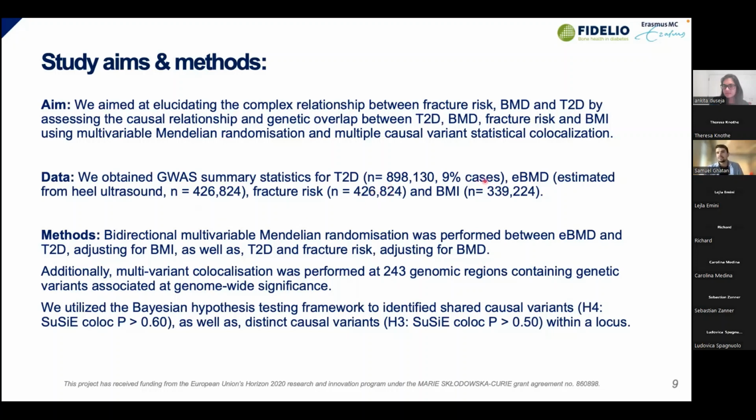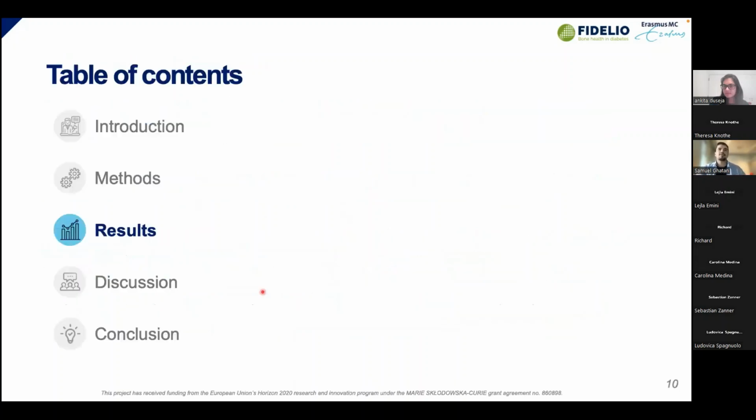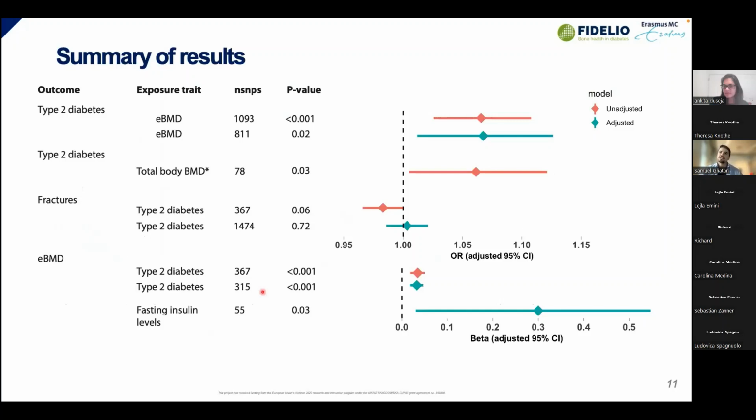We also have fracture risk and BMI, and we performed multivariable Mendelian randomization, and we also did statistical colocalization, which again, I can't really speak so much about. So results, I'll give you a quick summary of the main results that we found. Here's the first slide. This is the results of the Mendelian randomization.